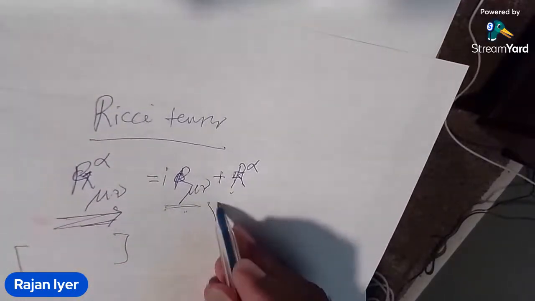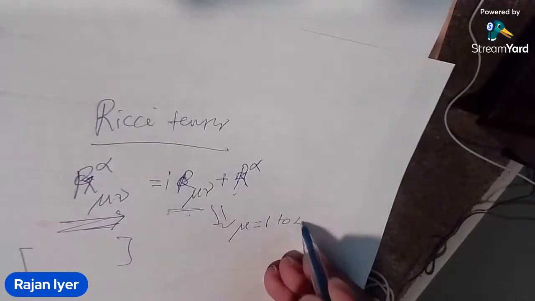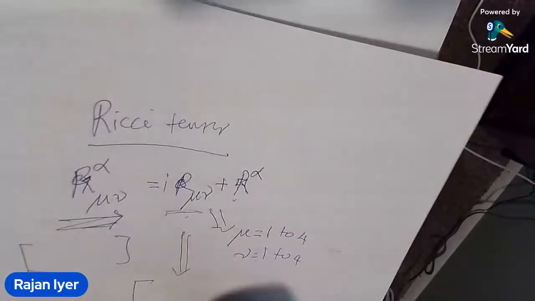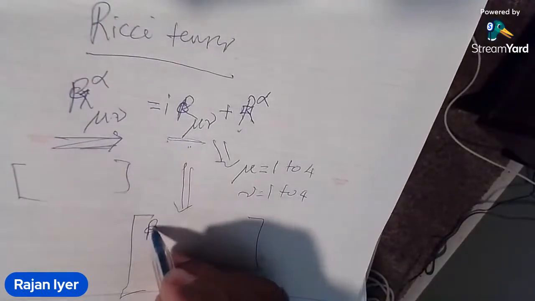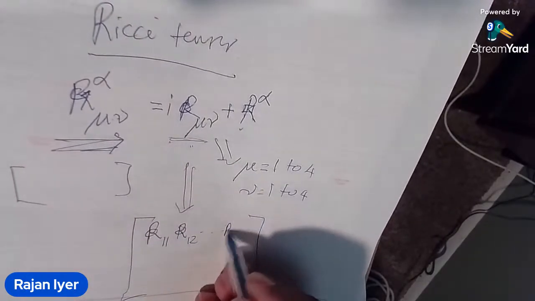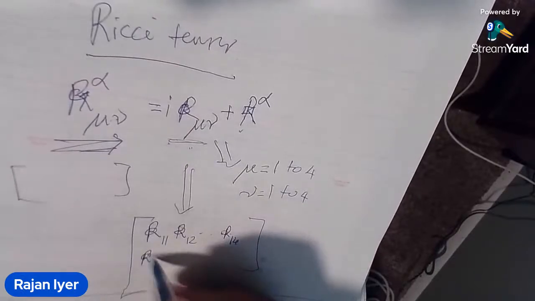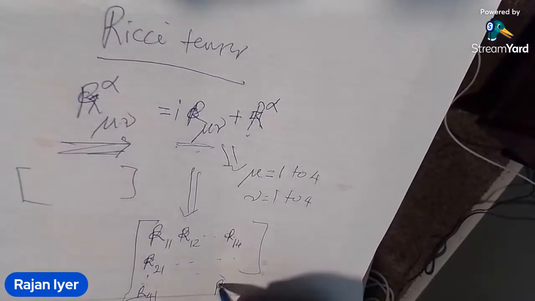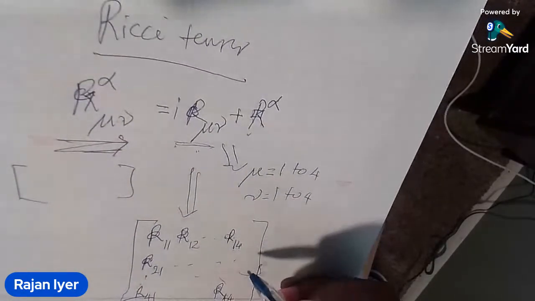Very complicated. But in this category, let's say mu is varying from 1 to 4, and nu is varying from 1 to 4. I can simply write a 4 by 4 matrix, right? So I will have R 1 1, R 1 2, and so forth, up to R 1 4. And I can do R 2 1 like that, all the way up to R 4 1, and I can go all the way to R 4 4. This is essentially what the tensor is, in some sense.